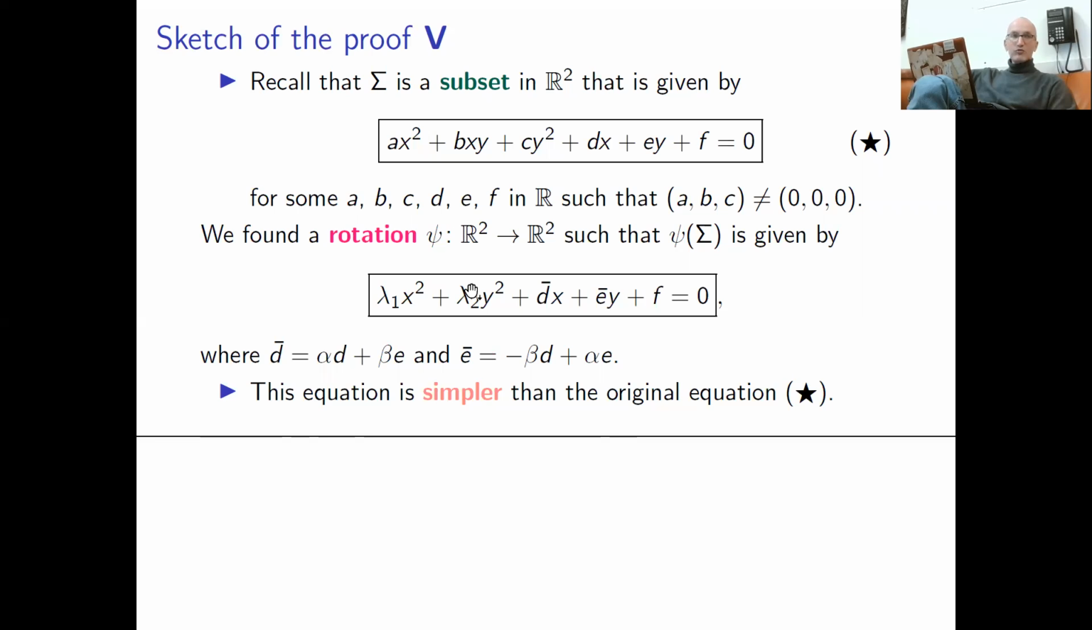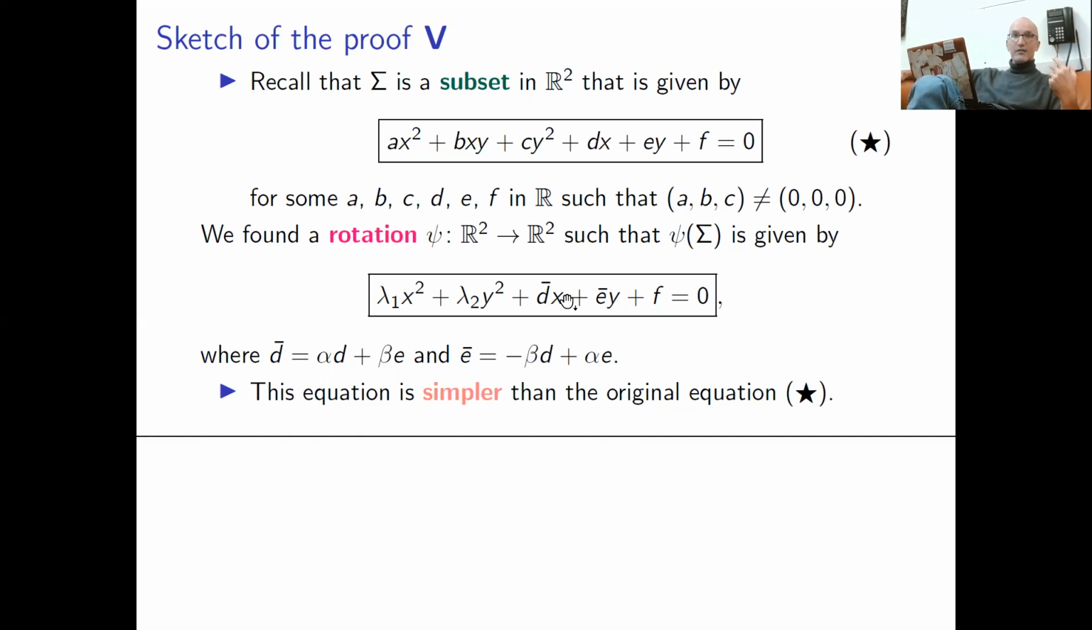Okay. This equation is simpler than this. Why? Because it has one less term. We don't have the term xy here. Now the goal is to get rid of this term and this term. How to do this? By completing the square. You can take the quadratic lambda 1 x squared plus d bar x and try to complete the square. You can complete this square if lambda 1 is not 0. And remember, by assumption, lambda 1 is not 0.